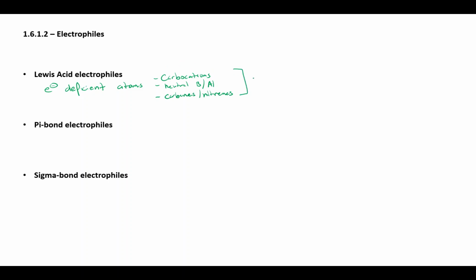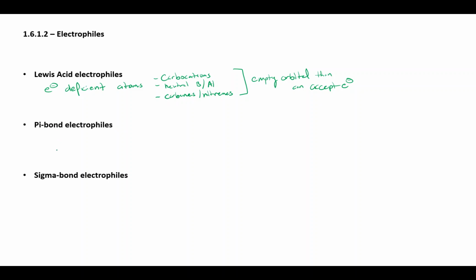But of course, all of these have an empty orbital that can accept electrons. So electron deficient atoms, carbocations, neutral boron, neutral aluminum, carbenes, nitrenes, all of these have an empty orbital that can accept electrons. These are Lewis acid electrophiles. We make new bonds to these atoms without having to worry about it.